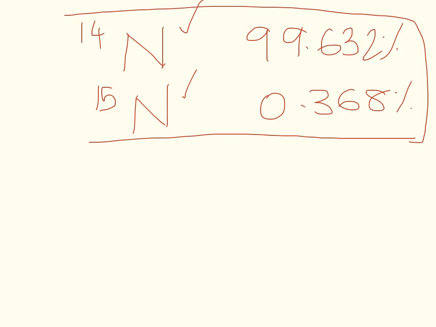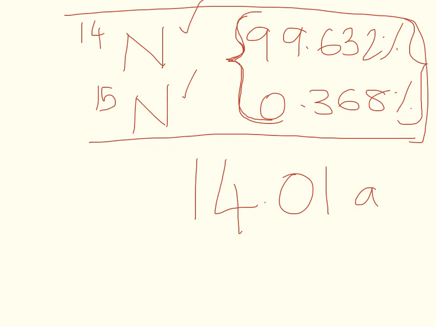Now, they will take the weighted average mass of these 2 isotopes, and that mass will be given as the atomic mass of the element. So on your periodic table, you will see atomic mass of nitrogen as 14.01 AMU. So where did this number come from? This is a weighted average of these two isotopes.